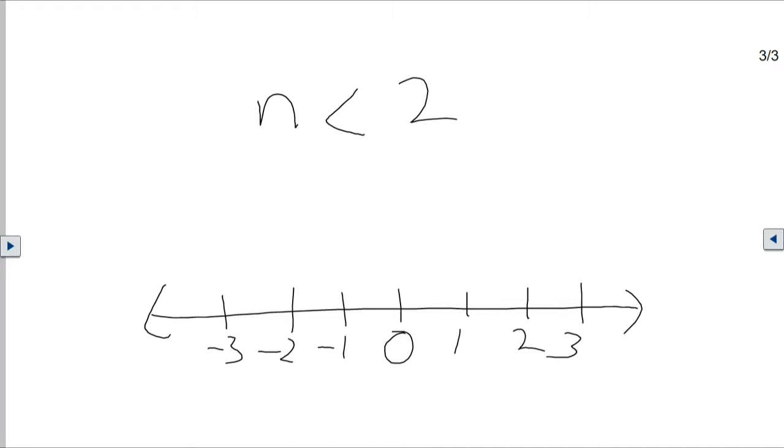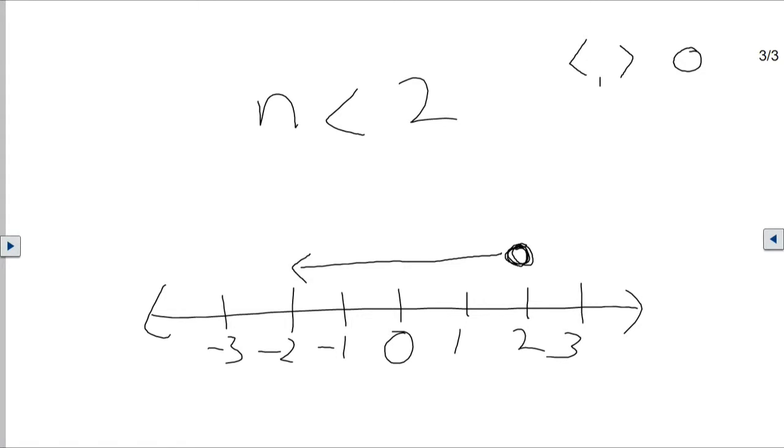So to indicate that 2 is not a solution, we're going to use an open circle. If I'm using less than or greater than, we use an open circle. An open circle just tells the person looking at it that 2 is not a solution. It's the boundary of your solutions, but we don't include it. It's like if there's a hole, 2 would fall through that hole. And then we want numbers less than 2.